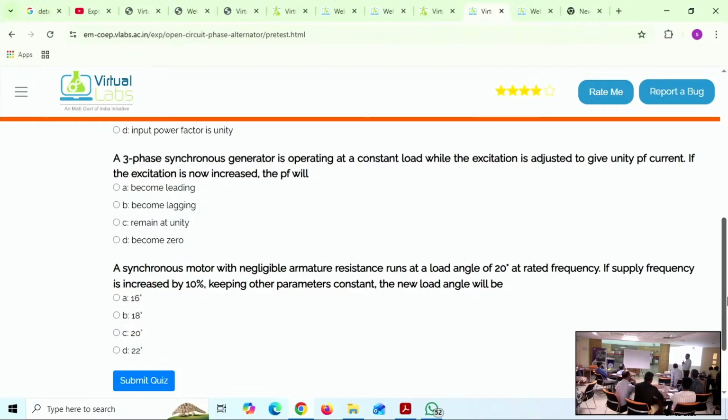Correct. When alternators are over excited, I think I discussed it yesterday, the effect of armature reaction is demagnetizing. If it is an induction motor, then opposite. Yes, this is the synchronous generator concept. Then power factor will be.